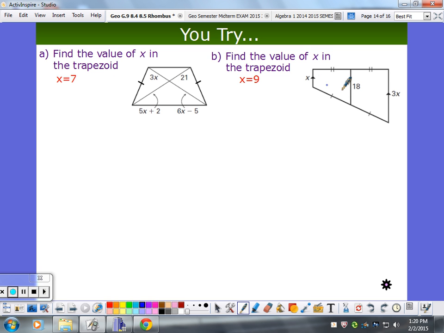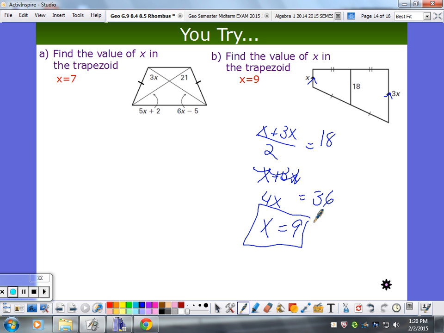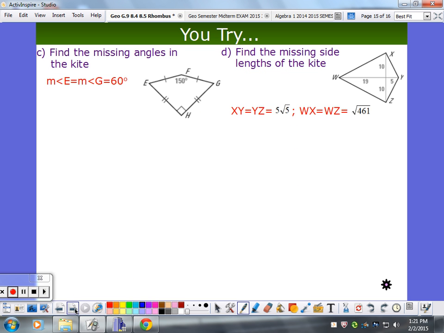This is a trapezoid. Here are the parallel bases, right? So this is my mid-segment. So how do I get there? I average those two pieces. So x plus 3x over 2 gets you to 18. Multiply both sides by 2. Oh, that's 4x equals 18 times 2, which is 36, so x equals 9. So this plus this divided by 2, you get this. These are the pieces.